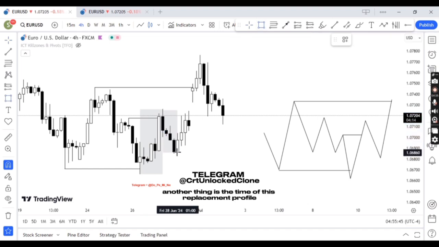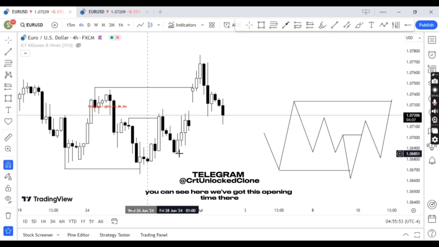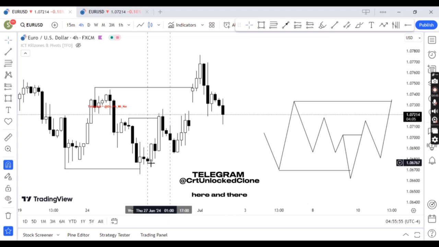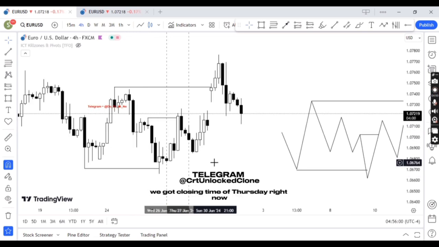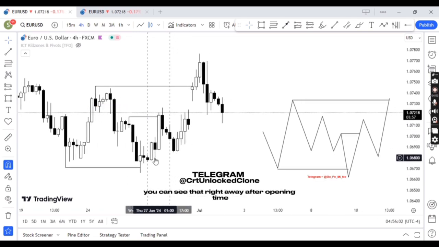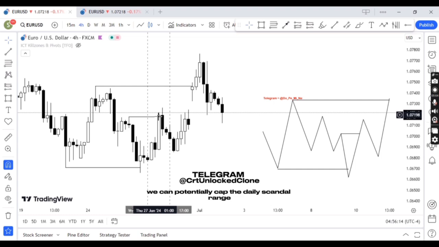Now another thing is the time of this retracement profile right here. You can see that if we plot the opening times on this day, Thursday, you can see here we've got this opening time there, here, and there we got the closing time of Thursday, right? Now you can see that right away after opening time we went straight away into an expansion and took out that range high right here, right? And we already had a huge expansion for the first half of the day on Thursday, and now we can potentially cap the daily candle range and retrace and form the wick high of the daily candle.